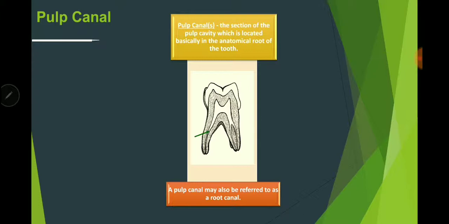So it's a simple review, but very important before you proceed to review more difficult questions in terms of endodontics and everything like that. The pulp canal is a section of the pulp cavity which is located in the anatomical root of the tooth. The pulp chamber is located in the anatomical crown. The pulp canal is located in the anatomical root, that's where the arrow is pointing. The pulp canal may also be referred to as a root canal.